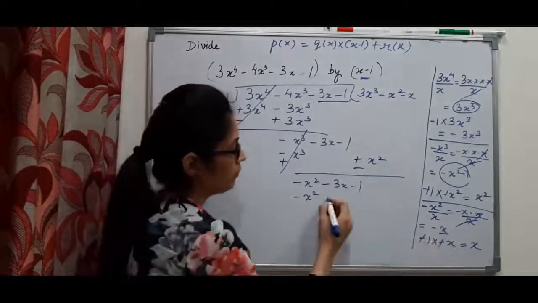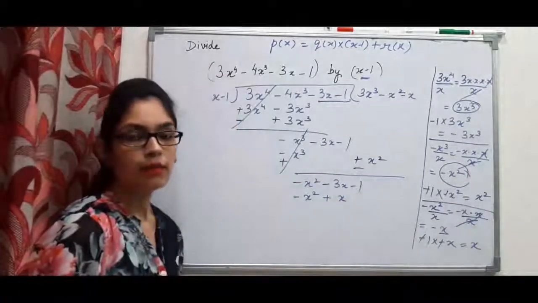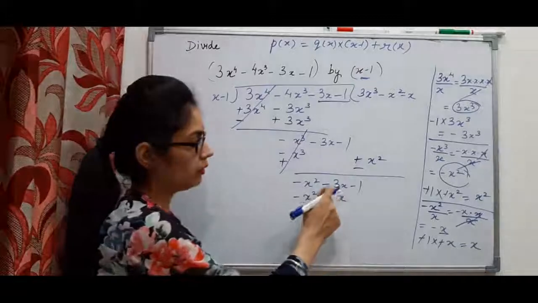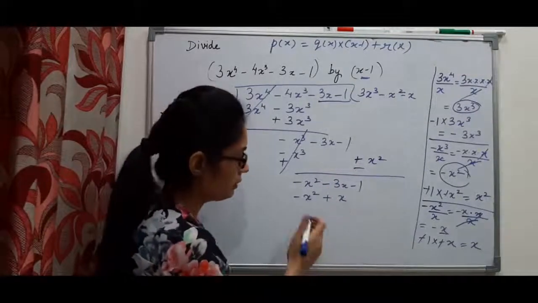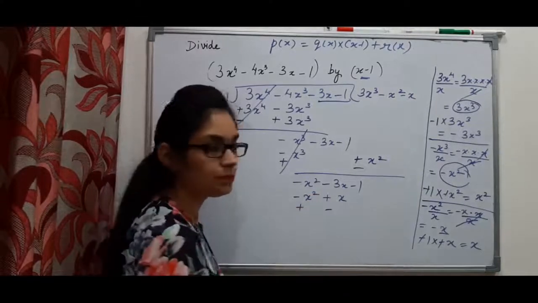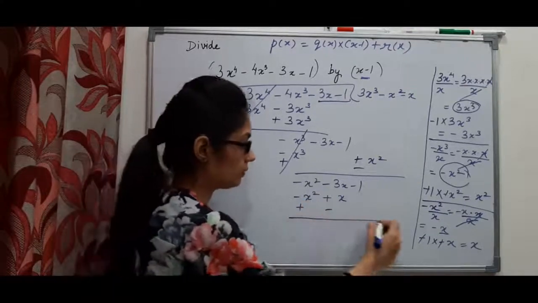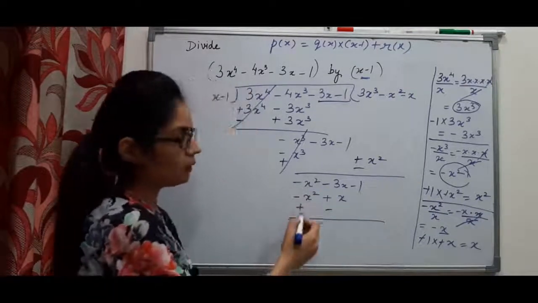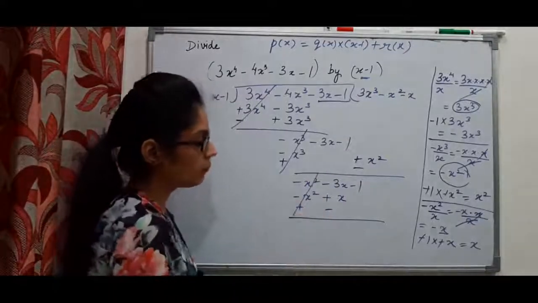So write this below this. Like terms you have to write together. So 3x, this term is with a plus sign, that's why you have to write plus x. Now same process, we have to change the signs. Minus will be changed into plus, plus will be changed into minus. Minus plus, opposite signs and same terms, they will get cancelled.